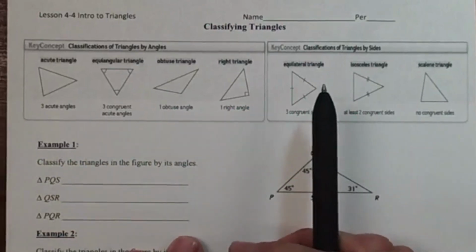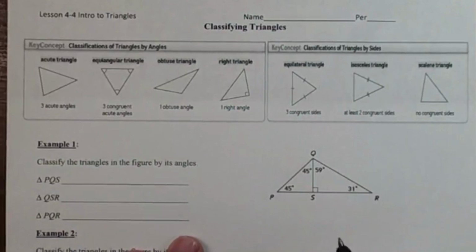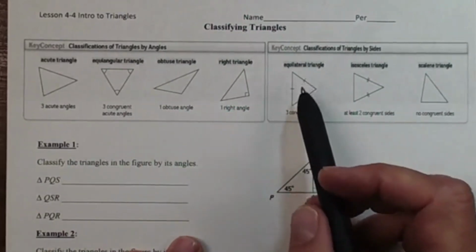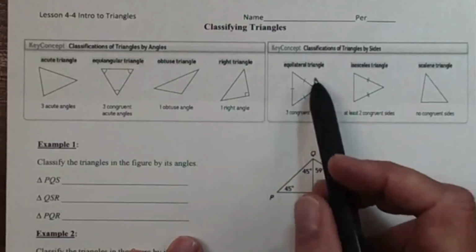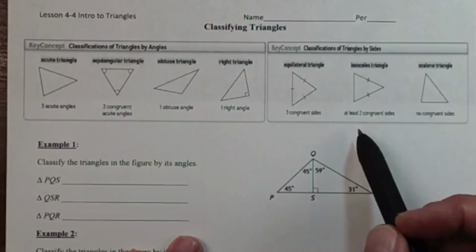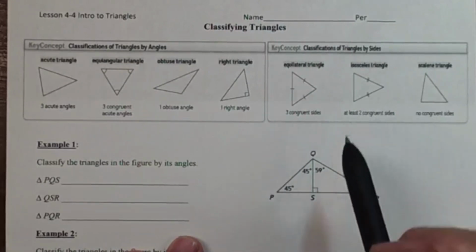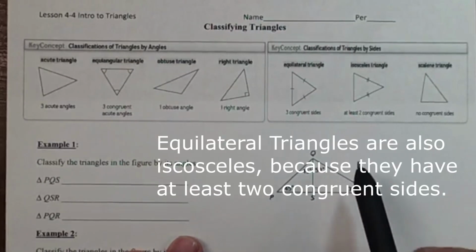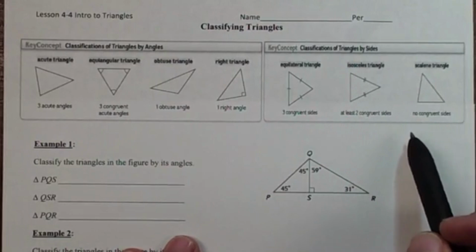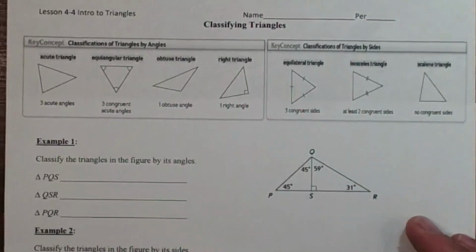Now, we can also classify our triangles by the sides. The first one, equilateral triangle, has all three sides congruent. And then isosceles, at least two sides are congruent. And then scalene, where no sides are congruent.